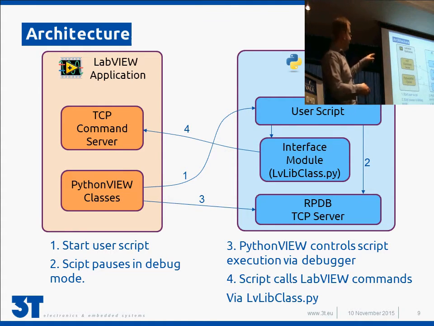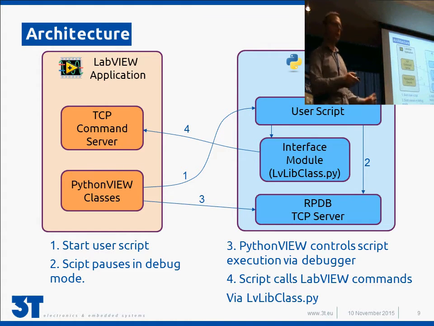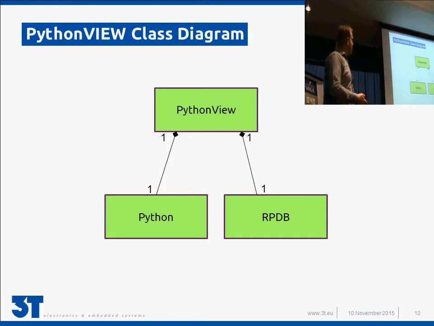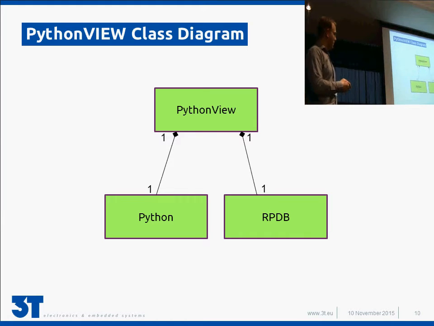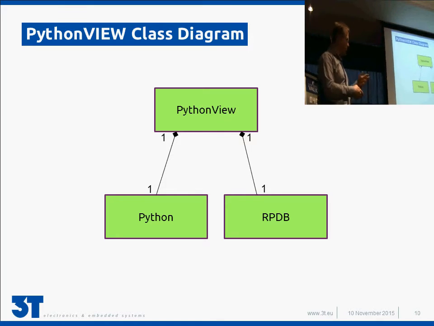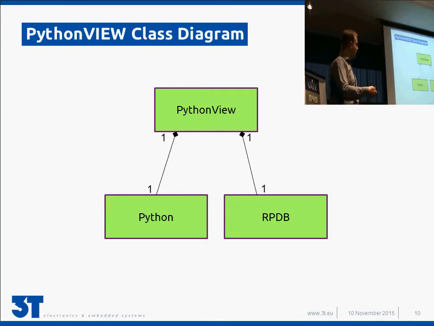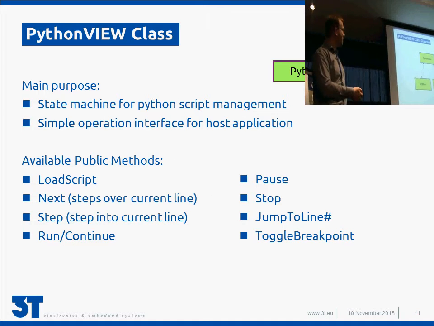First I'm going to tell a little bit about the LabVIEW side, and after that I will tell a little bit about the Python side. So this is the LabVIEW class diagram. It consists of a PythonVIEW class, which is the main class that you see when you use this environment as a developer. And then that class will use a so-called Python class and a remote Python debug class. And I will explain them each in the different slides.